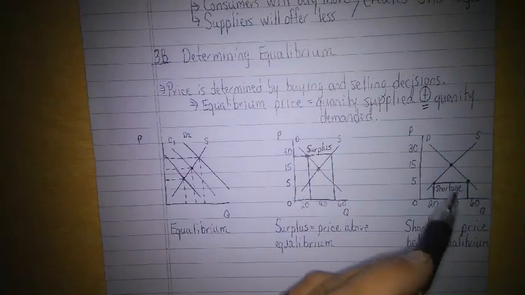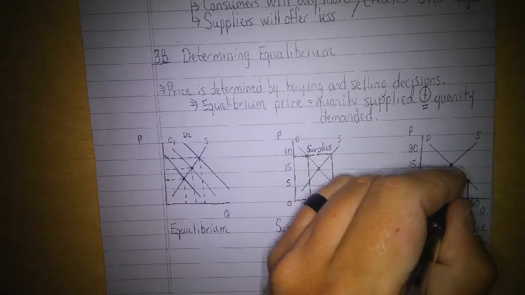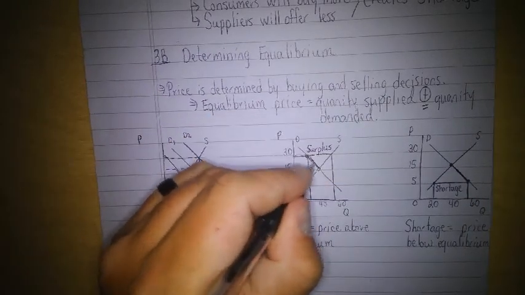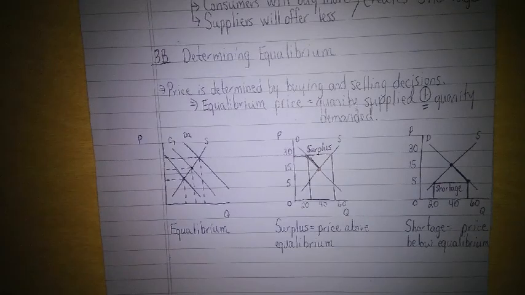A price below equilibrium and a price above equilibrium. Okay? Has anybody got any questions about that? Does that make sense? All right, a couple of things we're going to jot down here, and then I'm going to let you try a couple of these on your own.